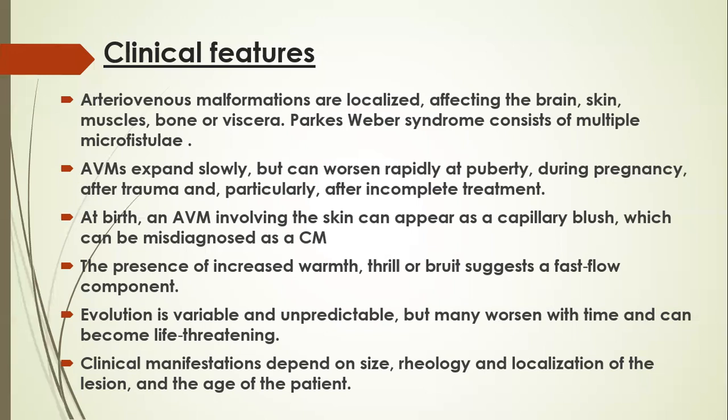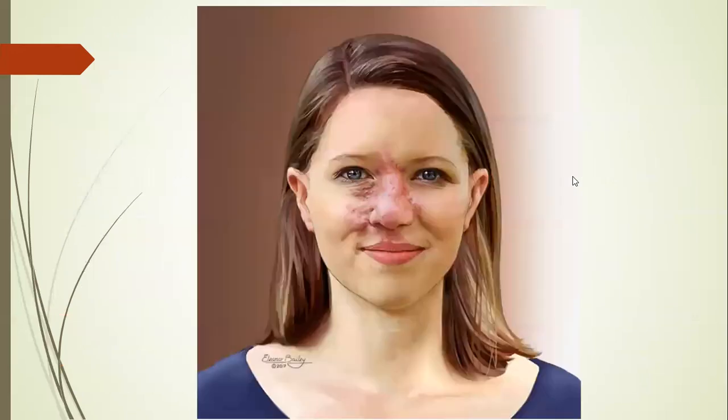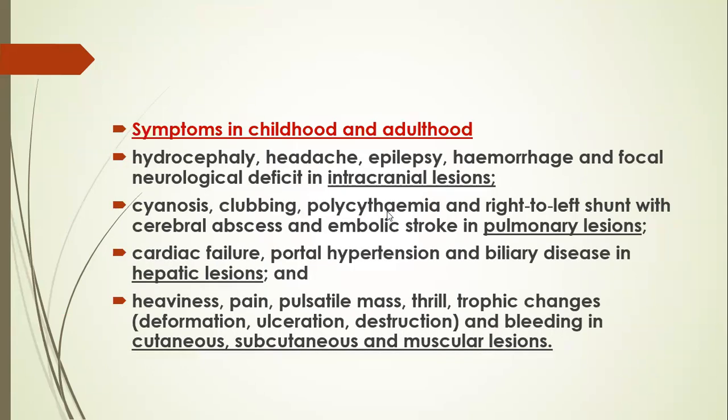Evolution of this condition is variable and unpredictable, but many worsen with time and can become life-threatening. The clinical manifestations depend upon the size, its etiology or rheology, the localization of the lesion, and the age of the patient. This is a particular arteriovenous malformation. If you palpate the lesion, it will be warmer, and if you auscultate, there will be a bruit. The symptoms in childhood and adulthood.